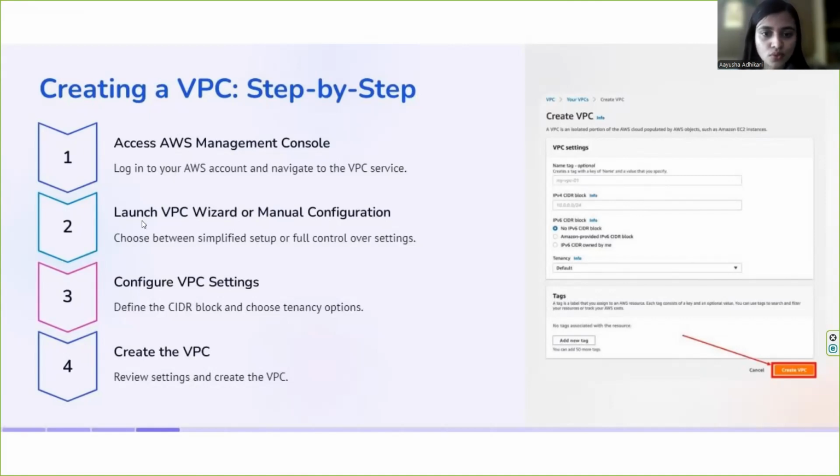Step 2 is to choose the setup method. Option 1 is the VPC Wizard, where AWS automatically configures subnets, route tables, and an internet gateway. Option 2 is the manual configuration, which gives complete control over IP ranges, subnet placement, and security settings. Step 3 is to configure the VPC settings by defining a CIDR block and choosing a tenancy option. Step 4 is to review all the settings carefully, click on Create VPC, and wait for AWS to provision your private cloud. Congratulations, your VPC is now ready to use.